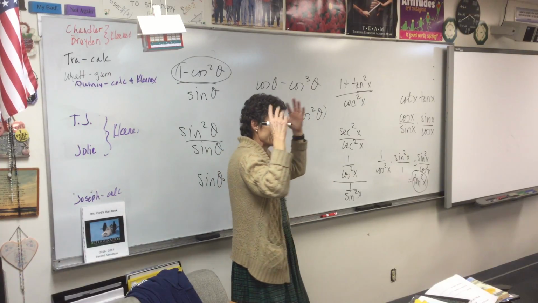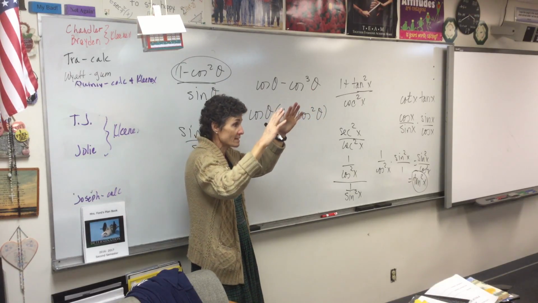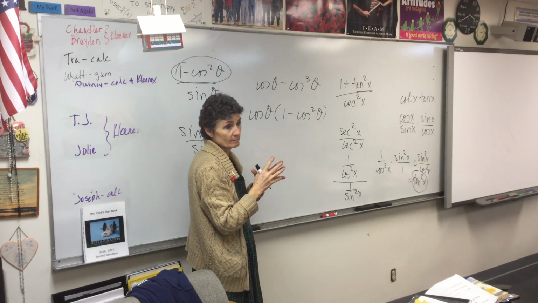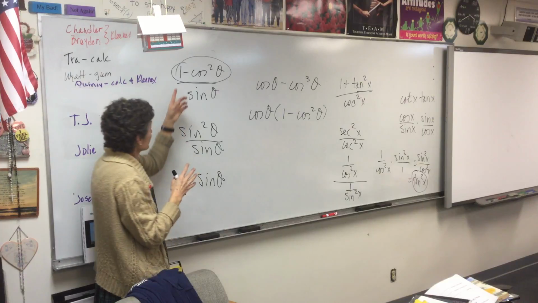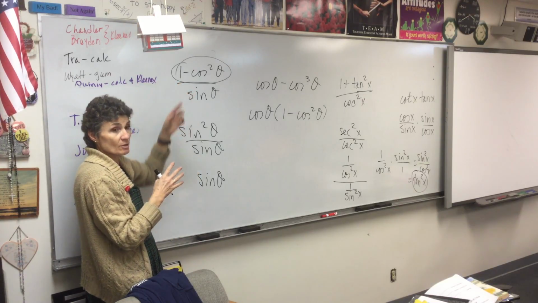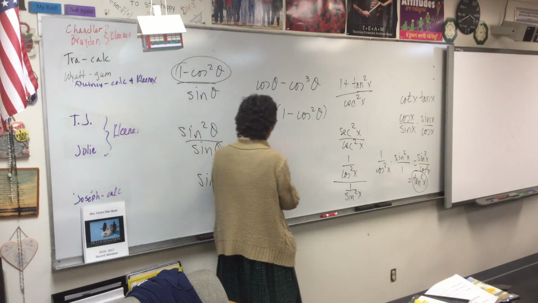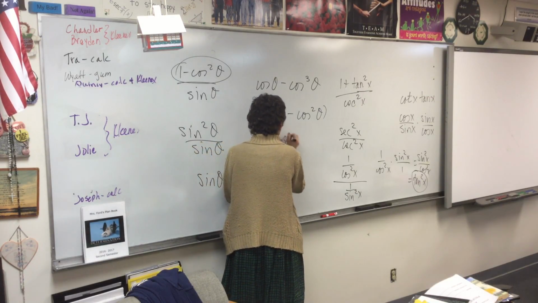What's 1 minus cosine squared? Sine squared. We just figured that out, didn't we? 1 minus cosine squared is sine squared. So now I've got cosine times sine squared.